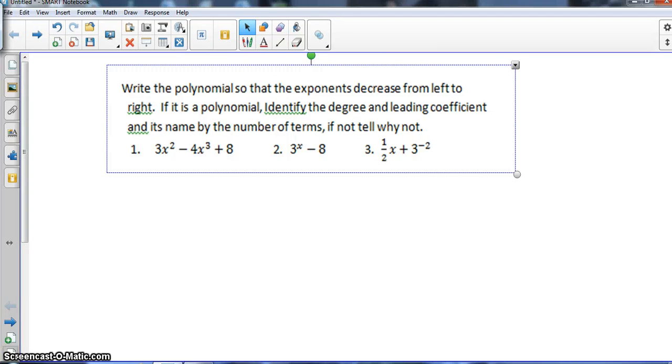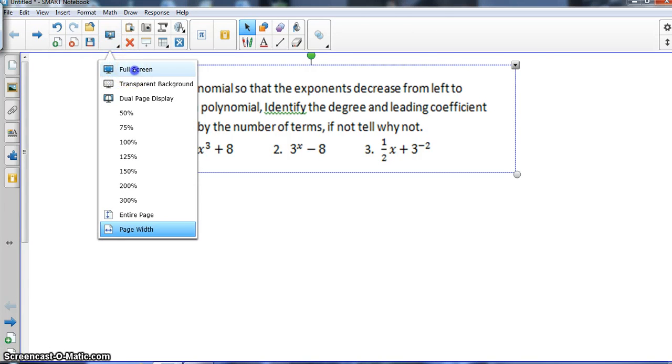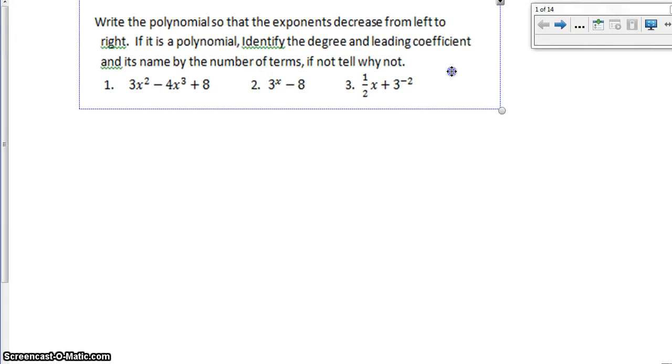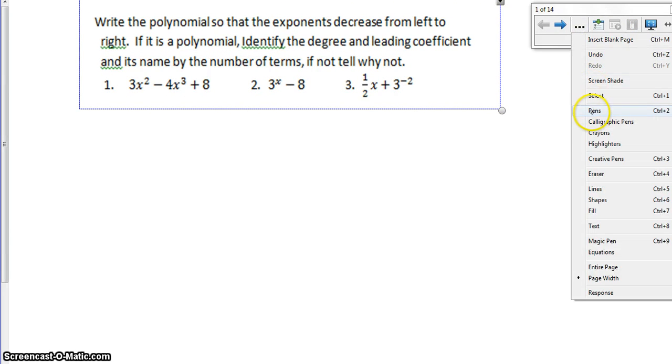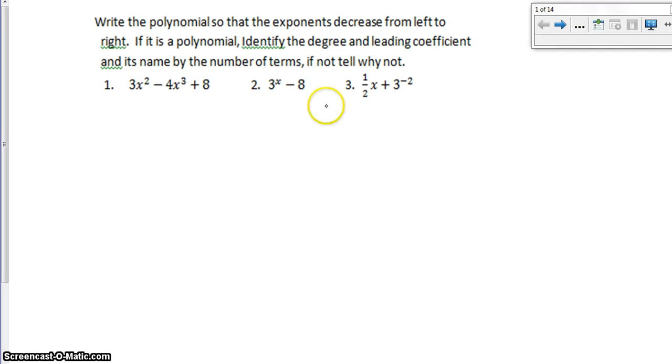Hey everybody, let's go ahead and talk about how to correct the mistakes that we made on the polynomial checkup. These first three problems, you really did have to know what things were. So let's take a look at problem number 1.